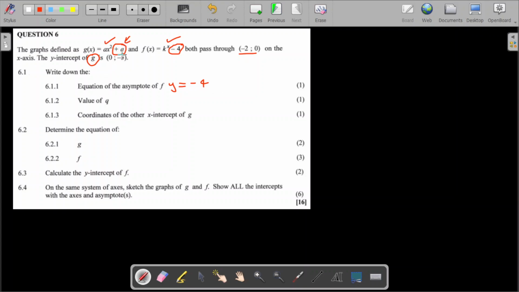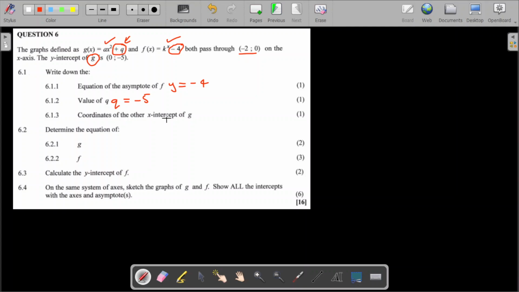Now in terms of q, I did say that this is the y-intercept and also the y of the turning point. So in terms of the value of q, remember they told us that the y-intercept of g is this one. So the value of q automatically we know is equal to −5.